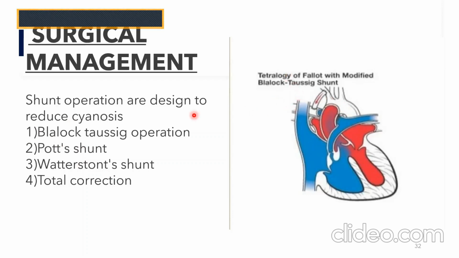The shunt operations are the Blalock-Taussig operation, in which the connection is made between the aorta and the right pulmonary artery. Potts shunt, in which the connection is made between the descending thoracic aorta and the right pulmonary artery. The third one is the Waterston shunt, in which the connection is made between the ascending thoracic aorta and the right pulmonary artery. And the fourth one is the total correction, in which the ventricular septum is closed and the pulmonary stenosis is opened, which allows blood flow to the lungs.